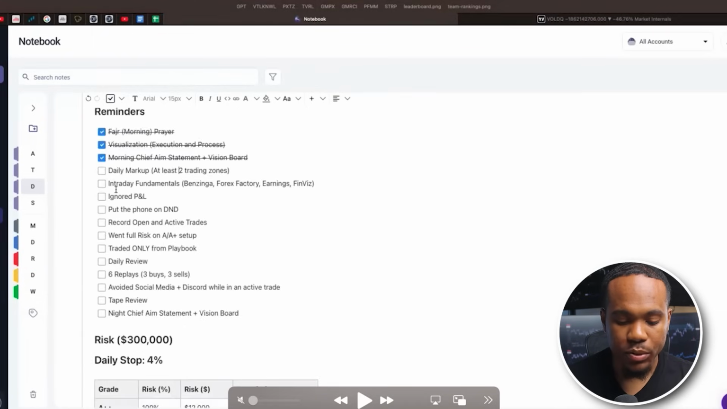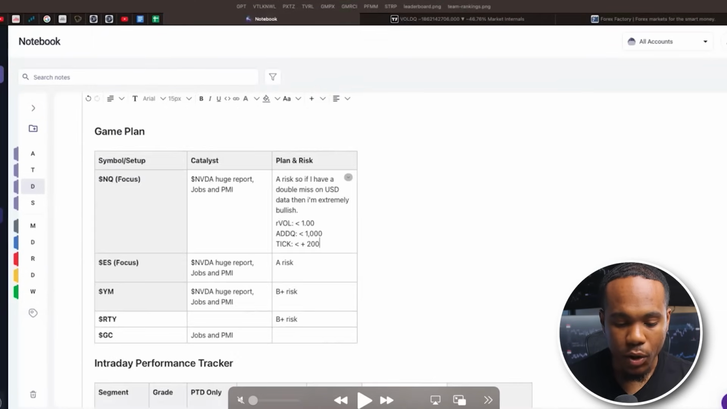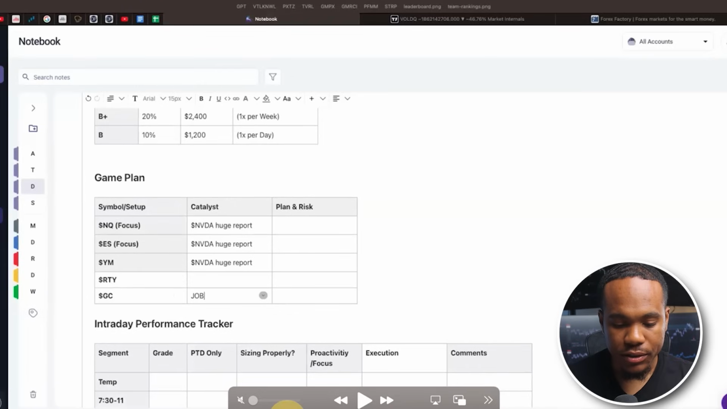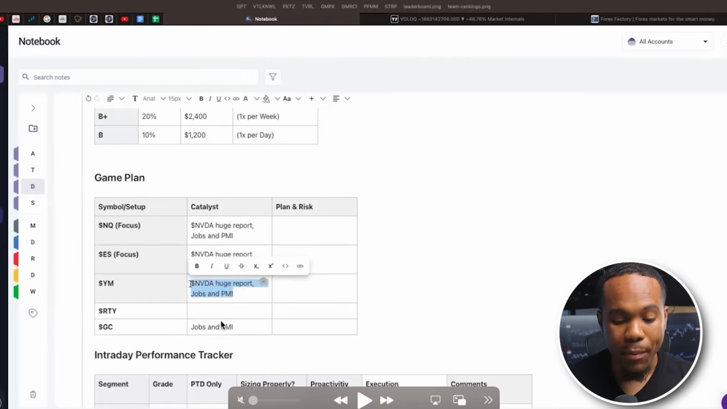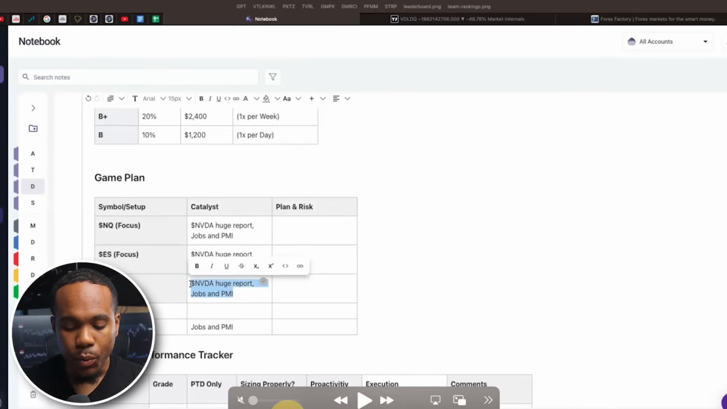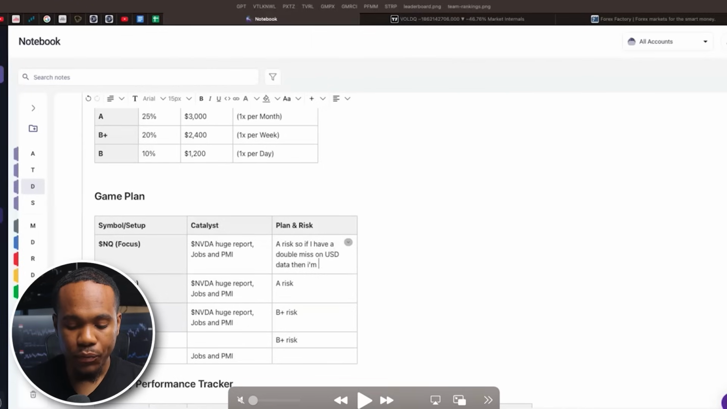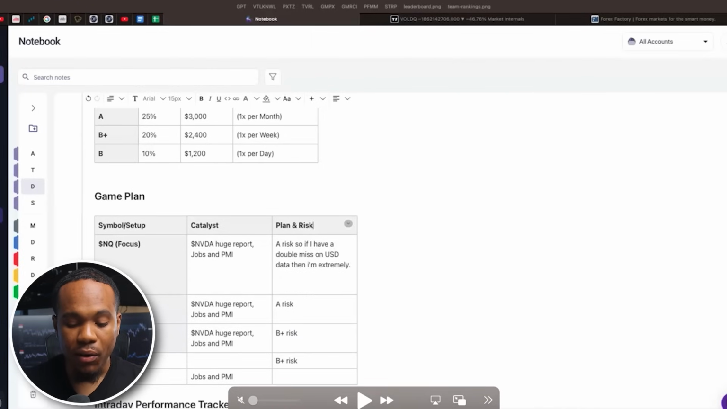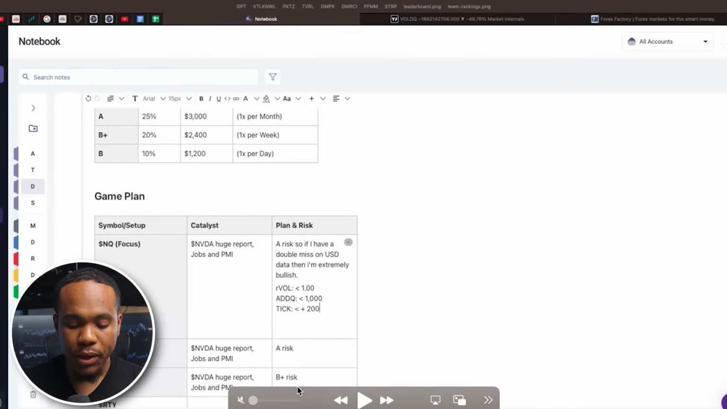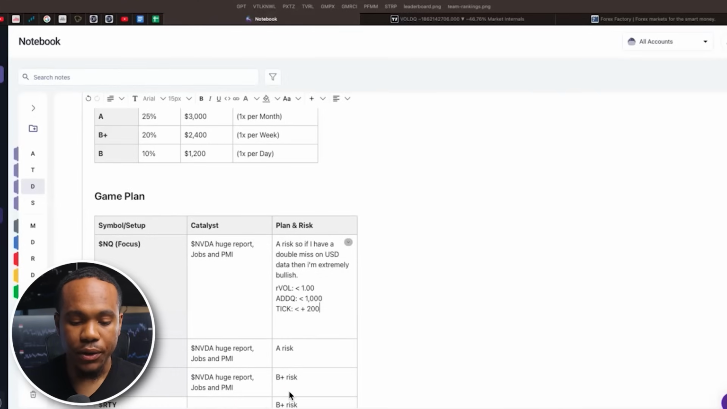And I also have in my notes my plan, which has the symbols that I'm going to be looking at. I go over to the chart and I'm looking at the chart, okay? And then I start to fill out my game plan. And normally I game plan, I put NQ in focus, ES in focus because of NVIDIA and the tech companies that follow. And then I have YM, RTY, and gold, okay? And I start to list out what the catalysts are, right, for the move. And then I also list out my risk, A risk here and B plus risk for US30 and RTY, okay?